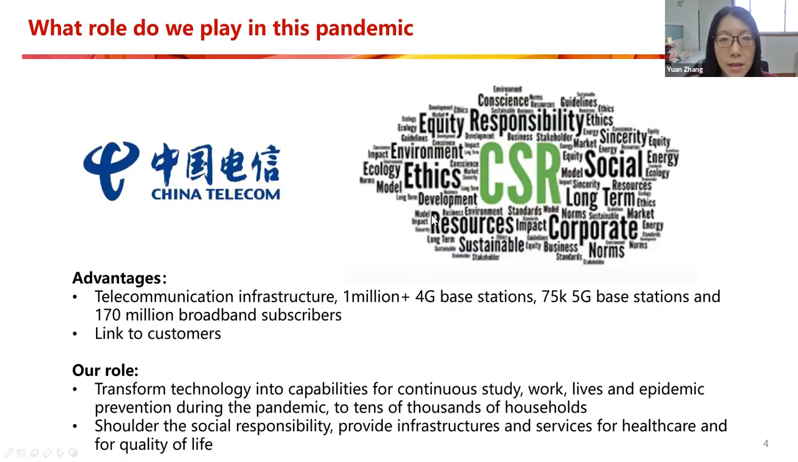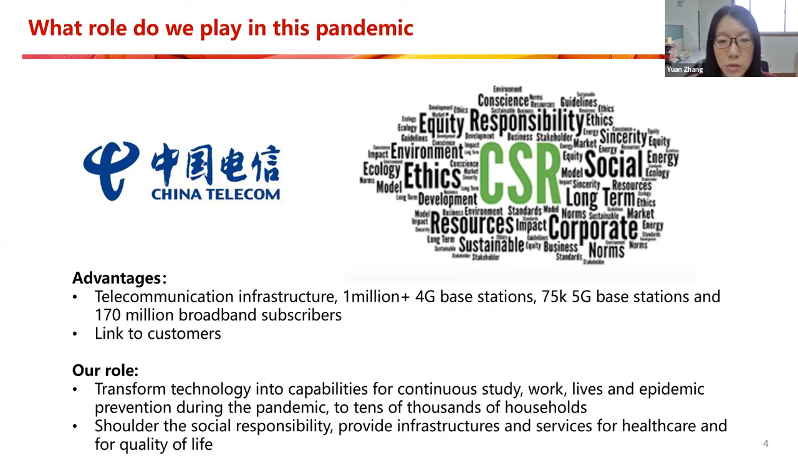What role do we play in this pandemic? We are no doctors or nurses, no policymakers, so we are not on the front line. As a telecommunication operator, our advantages first of all rely on our telecommunication infrastructure. We have more than 1 million 4G base stations, 75,000 5G base stations, and about 170 million broadband subscribers. We also have a close link to our customers, and we are still providing on-site, on-spot service during the pandemic.